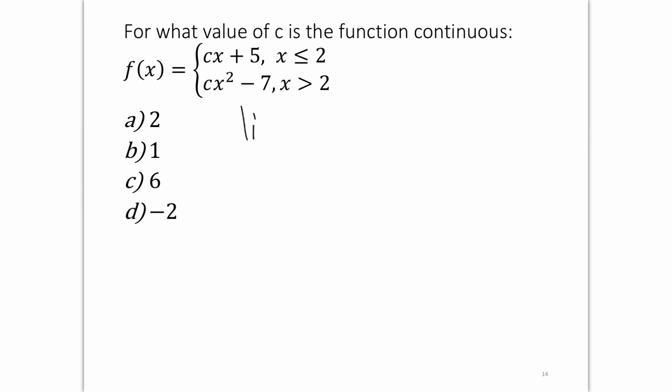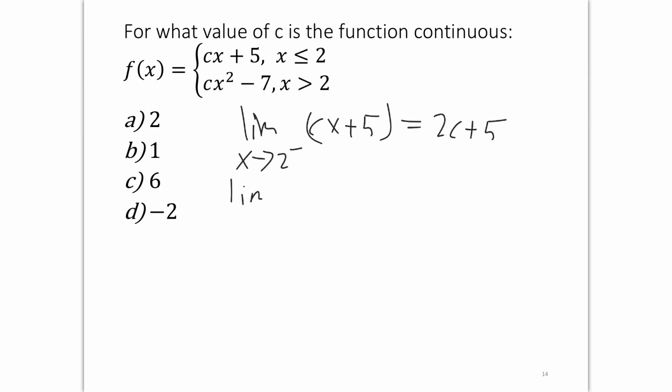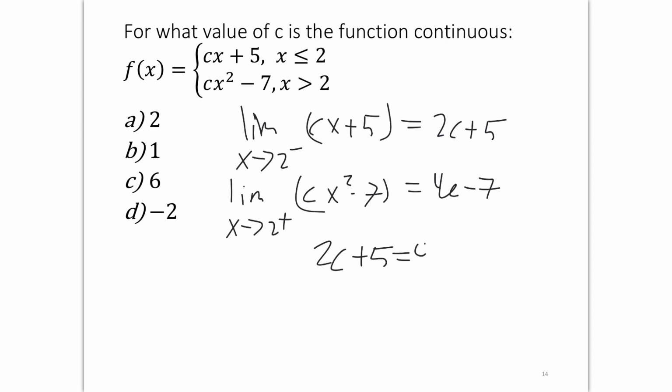All right, so when we do the limit as x approaches 2 from the left of cx plus 5, we're going to get 2c plus 5. When we do the limit as x approaches 2 from the right of cx squared minus 7, we're going to get 4c minus 7. So we set those equal to each other. 2c plus 5 equals 4c minus 7. Move the 2c to the right-hand side, so that will be 12 equals 2c, and so c is equal to 6. So the answer is, well, c equal to 6.